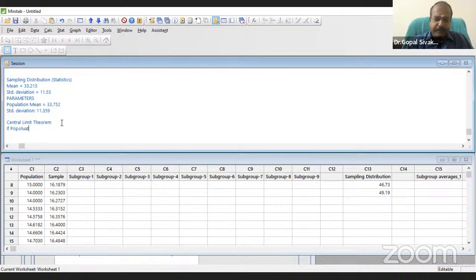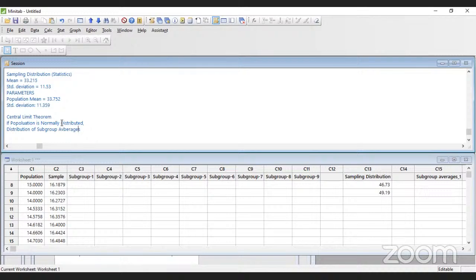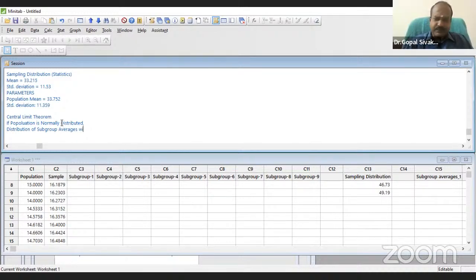If population is normally distributed, distribution of subgroup averages will be normally distributed for any subgroup size. All of you are able to understand my statement?